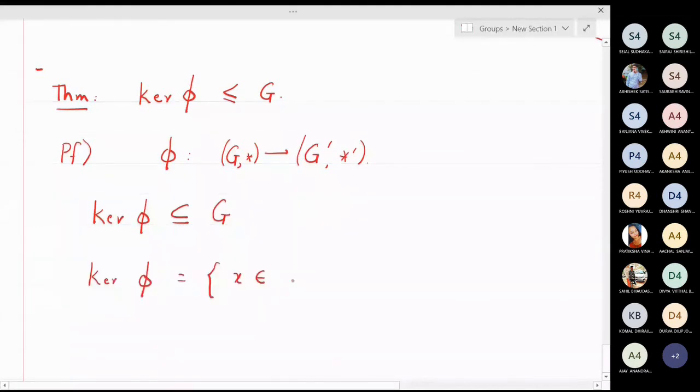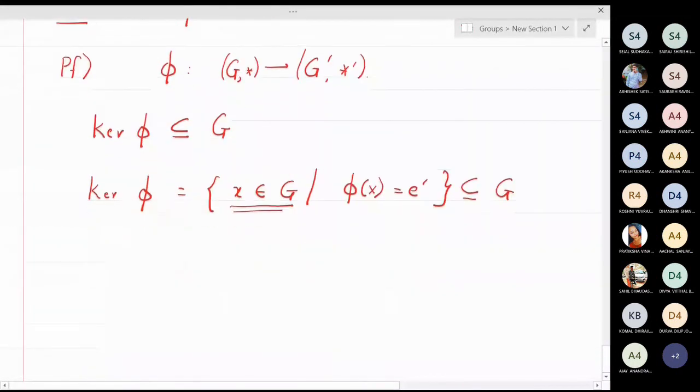the collection of all X in G such that phi of X is equal to E dash. So clearly by this definition, kernel of phi is a subset of the group G, because all the elements X are collected from the set G. So kernel phi is a subset of G.